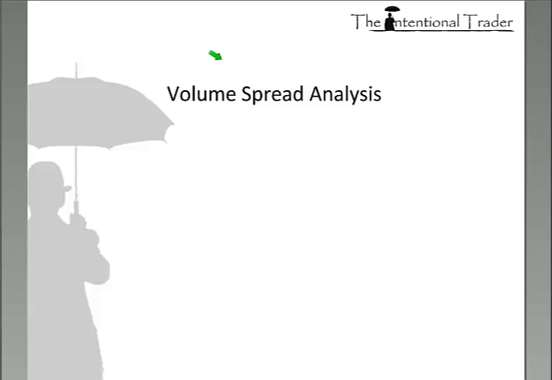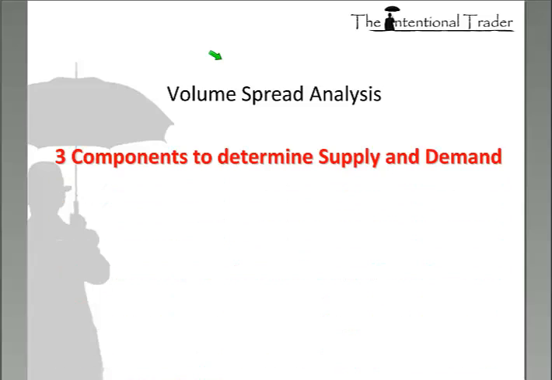All right, so this is kind of a background on how the smart money is moving the markets. Okay? So now, how do we use volume spread analysis to help us determine when we can take advantage of these phases of manipulation? How do we use volume spread analysis for that?